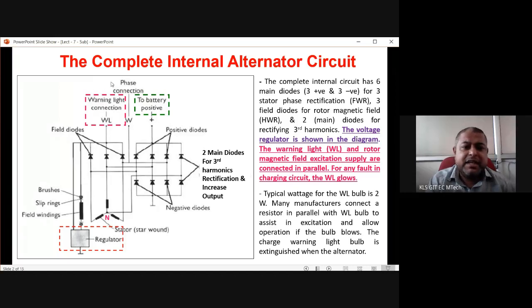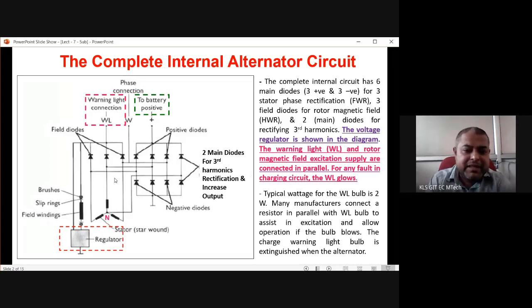Any fault in the charging light, the warning line glows. And what is this W? This W is actually given for that rev count, that is revolution count. So this W is giving us directly how much is the frequency or how much is the voltage in any one phase of the stator.